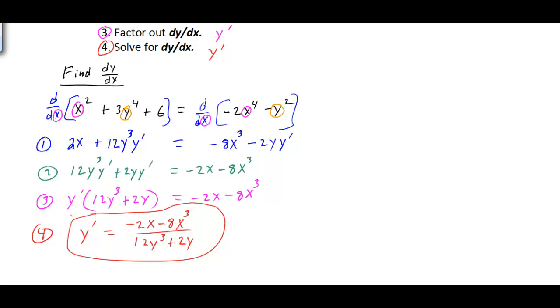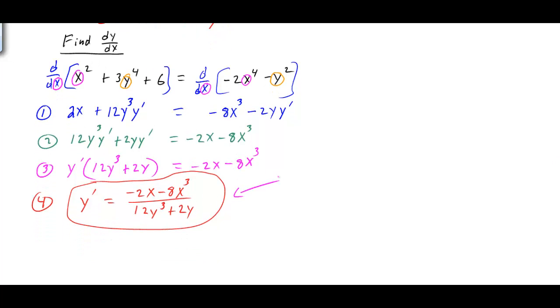Now, if you notice here, what's a little different from what we've had before is that the derivative is not only in terms of the variable x, but it's also in terms of y. So our derivative is in terms of x and y. What that means is, if we want to evaluate the derivative at some point, now we need to know not only the x, but we also need to know the corresponding y value.